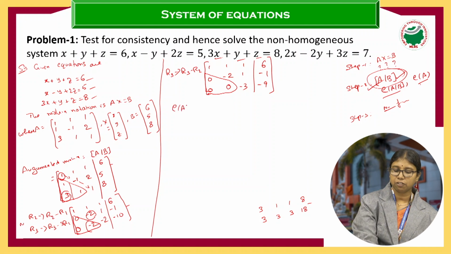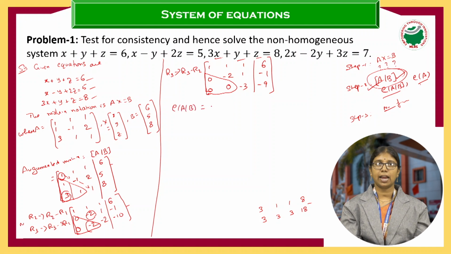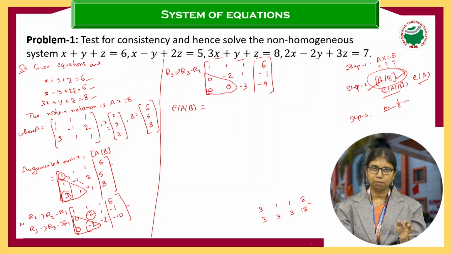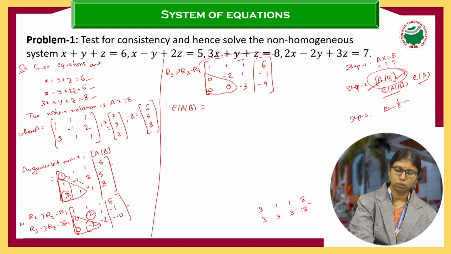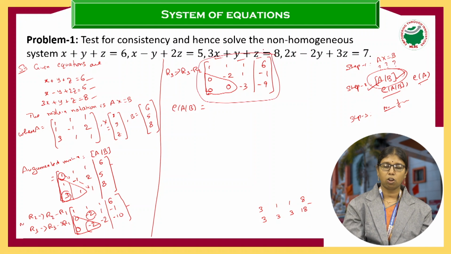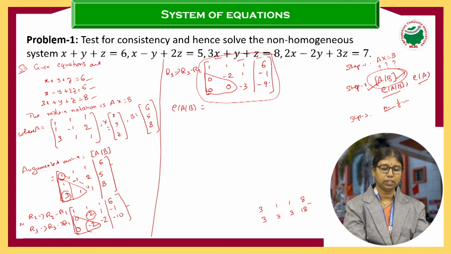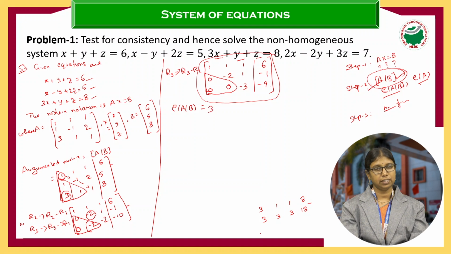So what is the rank of A given B? Rank means you have to calculate the number of non-zero rows. Augmented matrix means you have to consider this entire matrix. So how many non-zero rows do I have in this entire matrix? 1, 2, 3. So the rank of A given B is 3.